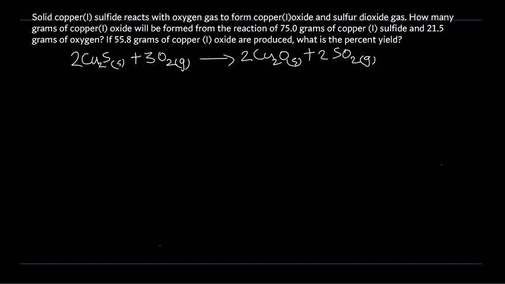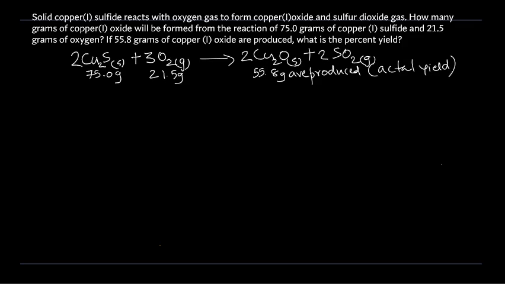And now from the question we have 75.0 grams of copper(I) sulfide and 21.5 grams of oxygen, and it also says 55.8 grams of copper(I) oxide are produced in the lab. That is going to be our actual yield. Okay, and now since we have the information for both reactants, we have to find which one is the limiting reagent.